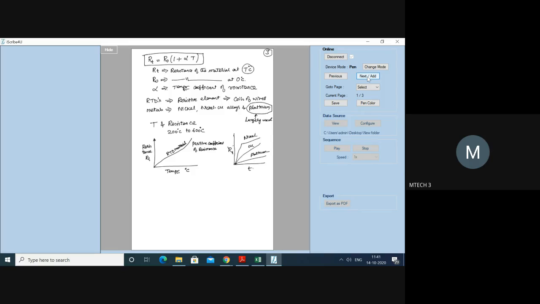Okay, in the linear range is going to be there. That's why this platinum is the one which we are going to be commonly used. Okay, right. That's about the concept of temperature RTD.